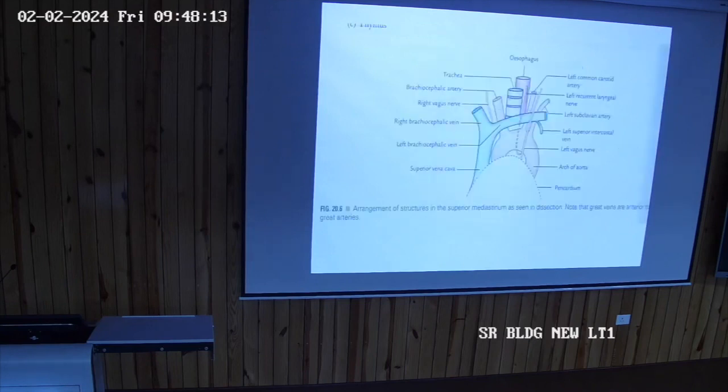This is the arch of aorta. Look here, the left vagus nerve is crossing the arch of aorta, and this is the left recurrent laryngeal nerve. This is the left recurrent laryngeal nerve, and this is the right.